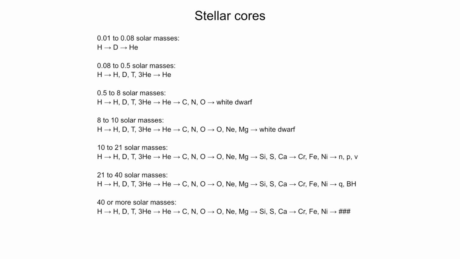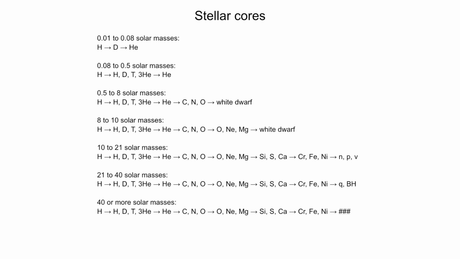Then, from 8 to 10 solar masses, things get a little interesting. So it goes from hydrogen to deuterium, tritium, and helium-3, then to helium-4, then to carbon, nitrogen, and oxygen, then to oxygen, neon, and magnesium, and then either it becomes a white dwarf or a neutron star. If it becomes a neutron star, there will be a supernova.